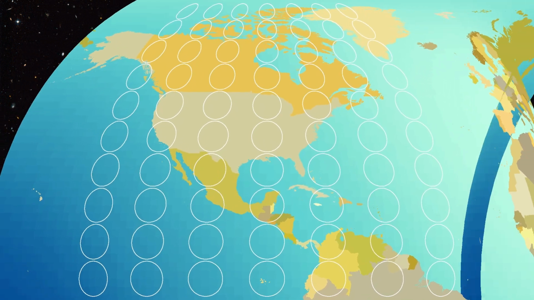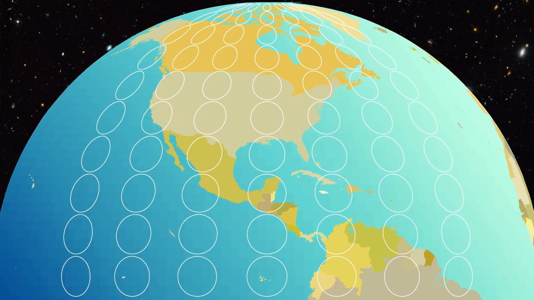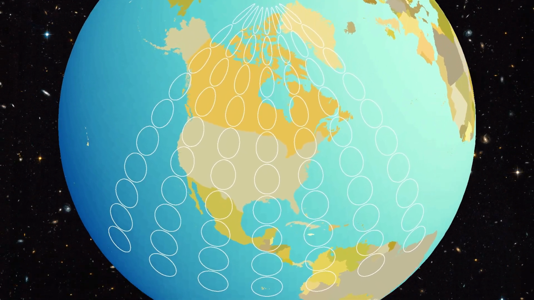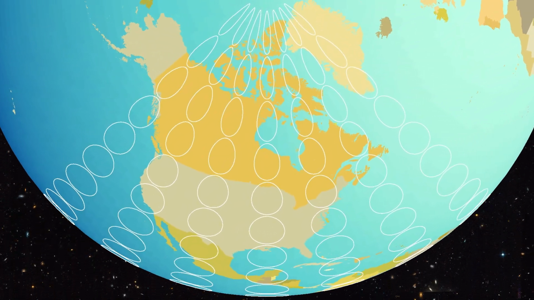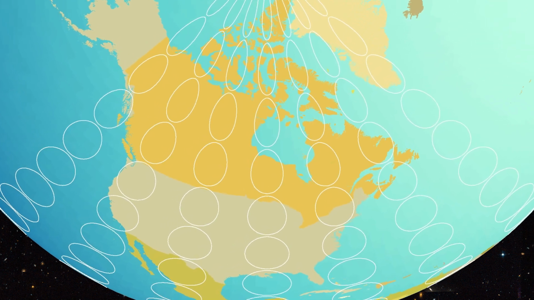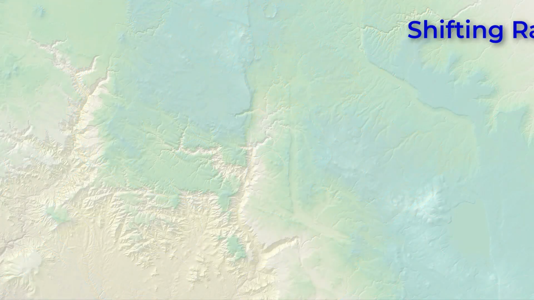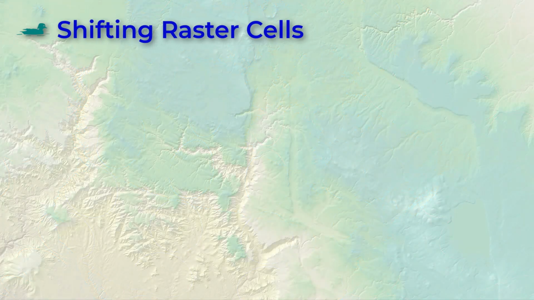And just as geographic raster cells become narrower as you move away from the equator, so do circles get squashed into narrow ovals as they move toward the poles. So your neighborhood analysis around each cell reaches out farther to the north and south than it does to the east and west. Now, the last common issue I'd like to discuss in this video is that of shifting rasters.